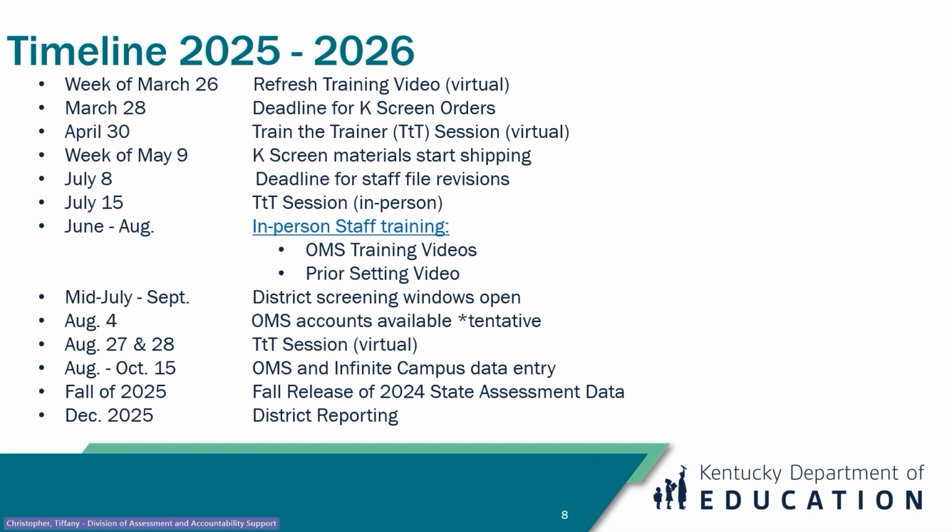You will also notice that districts will have access to K-Screen data reporting in January. The scores will then be released in the fall with the fall release of state assessment data.